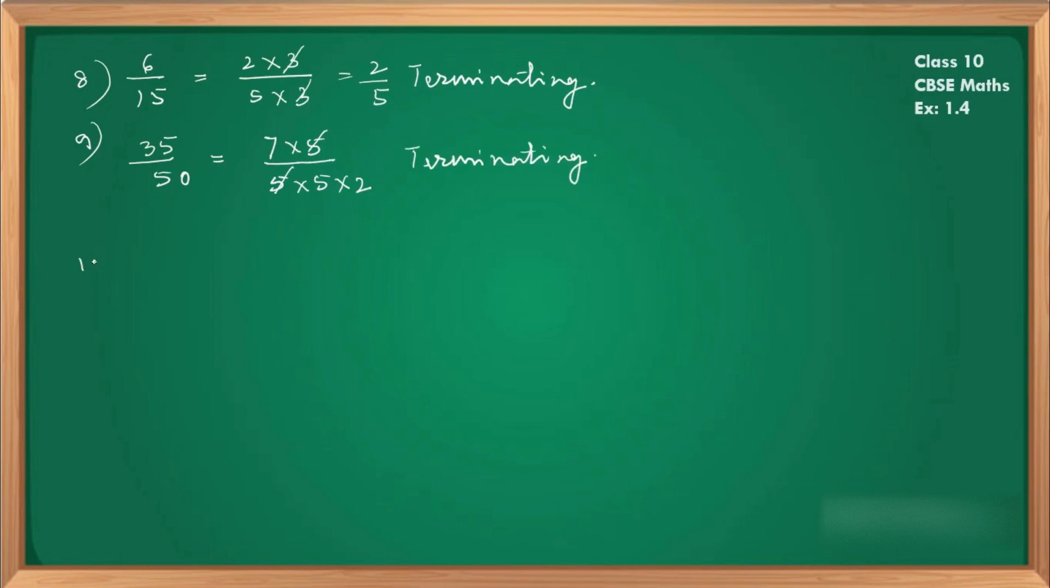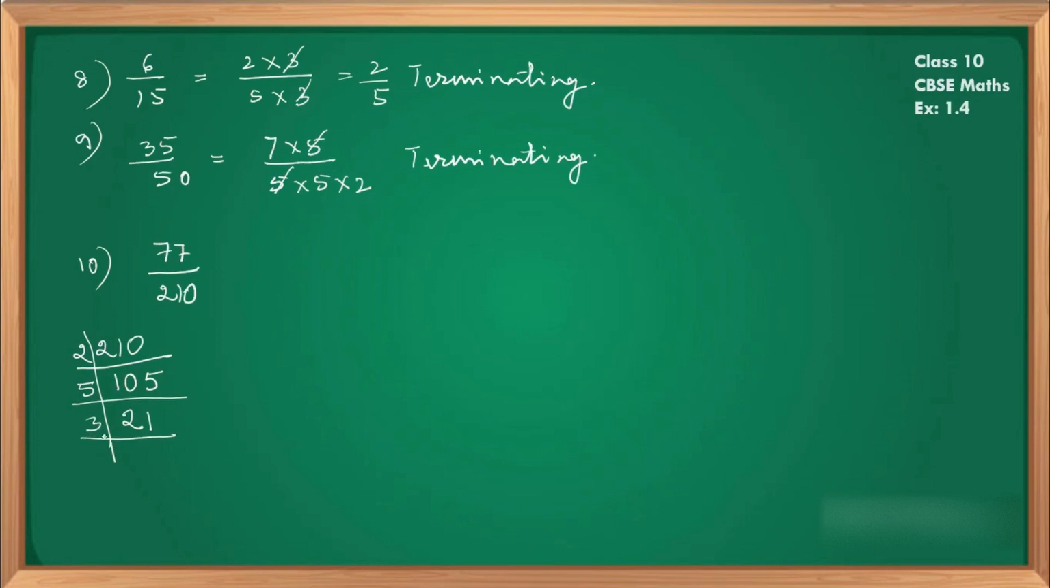The last question is the 10th question. It is 77 divided by 210. Now 210 you have to factorize. Let us try this way. Let us try with 2. 2 ones are 2, and you have to put 5. 2 into 105 gives you 210, and this is now divisible by 5. 5 twos are 10 and 5 ones are 5.